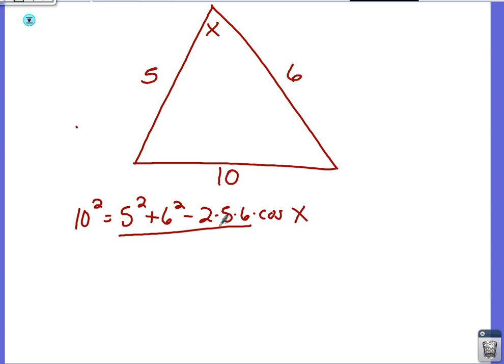That cosine x is attached to this. These are like terms. You can't add those. You can't combine. This is not a like term. You don't see any cosine x's hanging around here, right? But you've got this cosine x attached to this.